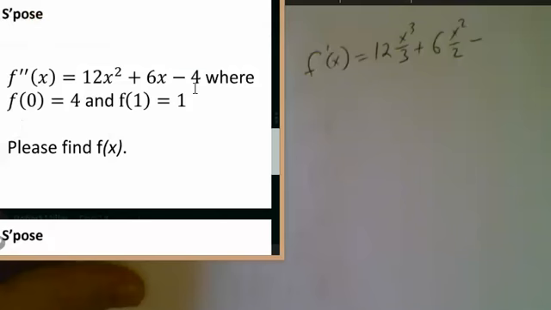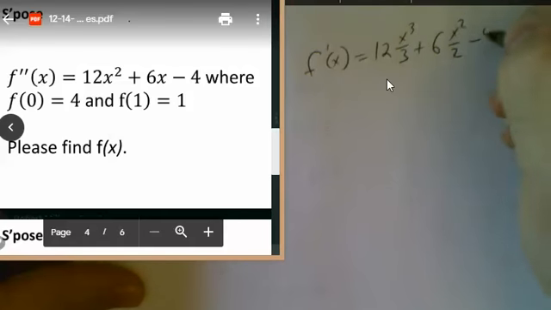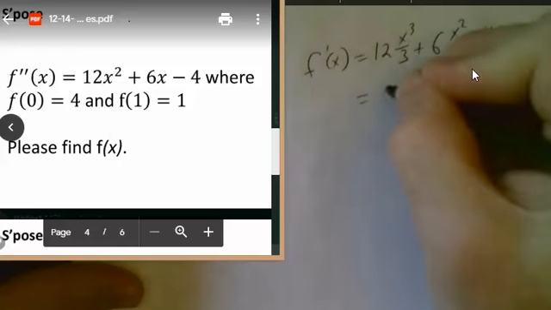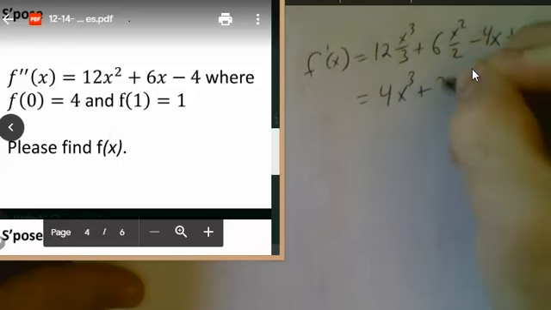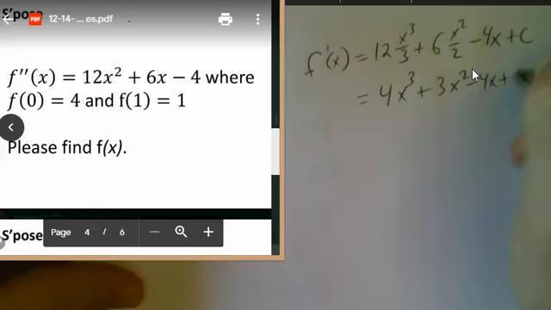What did you start with to end up with negative 4? Well, you must have started with negative 4x, and then of course plus c. So this is the first derivative, unsimplified, of course. Let's simplify it. So that does become 4x cubed plus 3x squared minus 4x plus c.